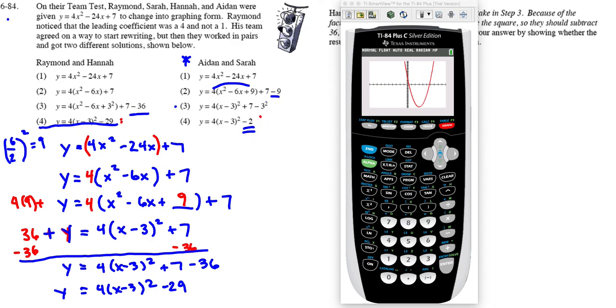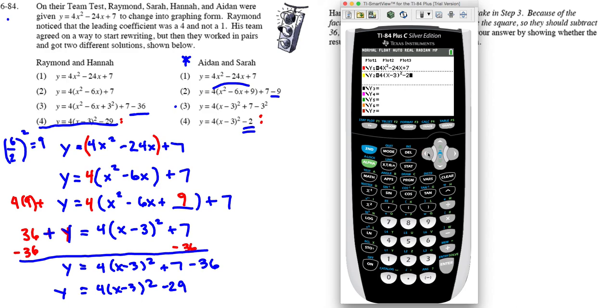If this expression is equivalent, and we already know it's not because this one is, this one would end up giving us the same graph. So let's just go ahead and graph those here and see what happens. I'm going to graph the one that's wrong first. Actually, let's confirm the one that's right. Let's do 4 times the quantity of x minus 3. Let's close it, let's square it, and then let's take away 29.